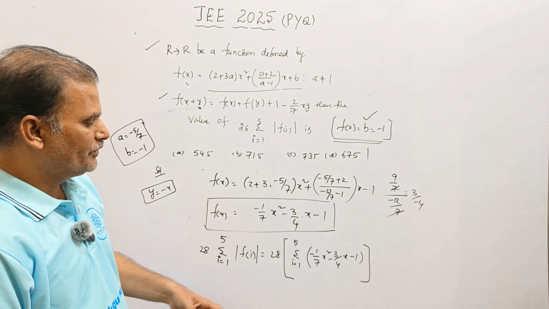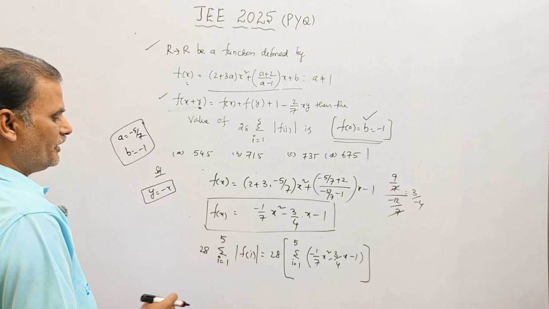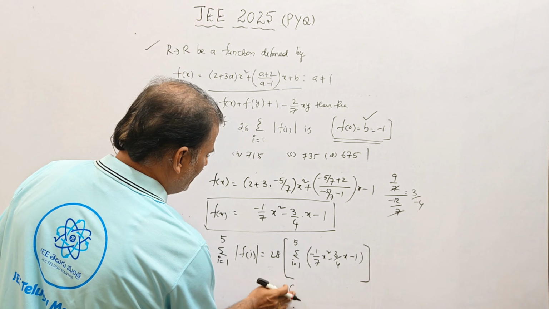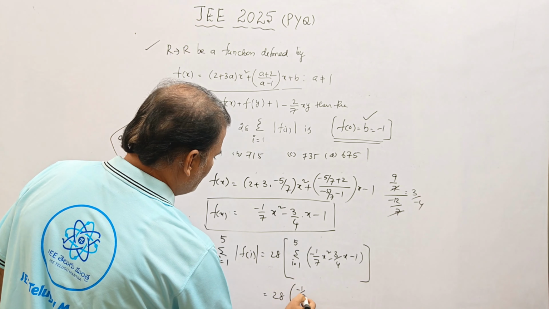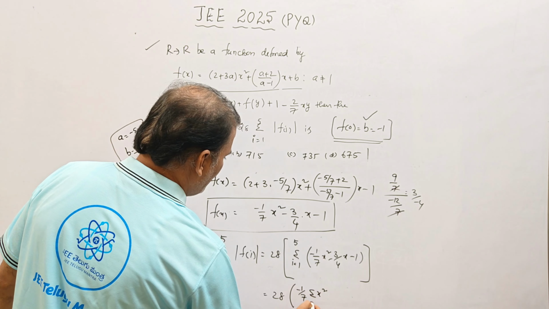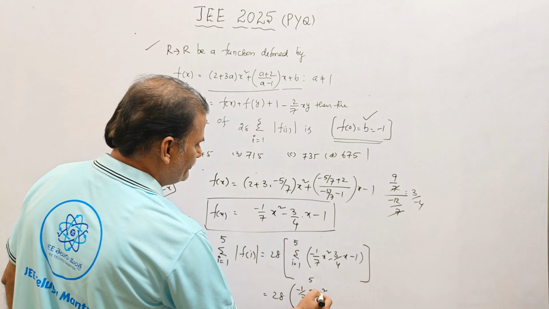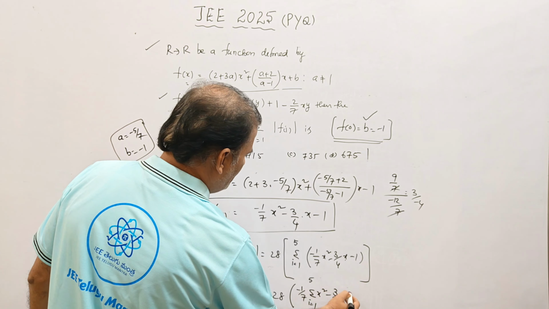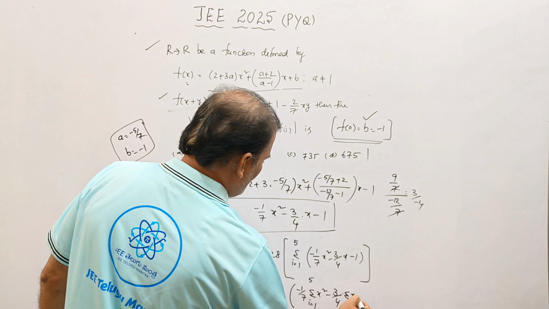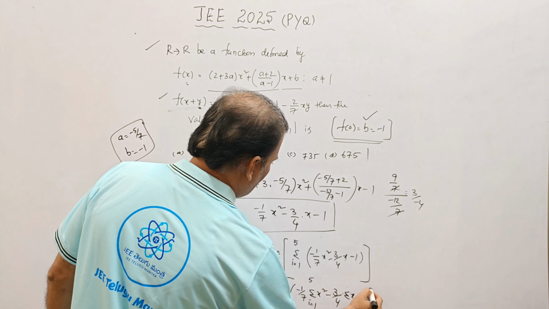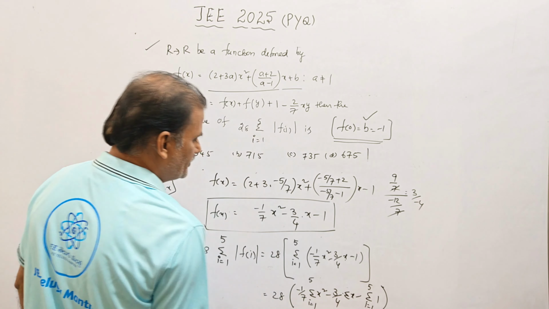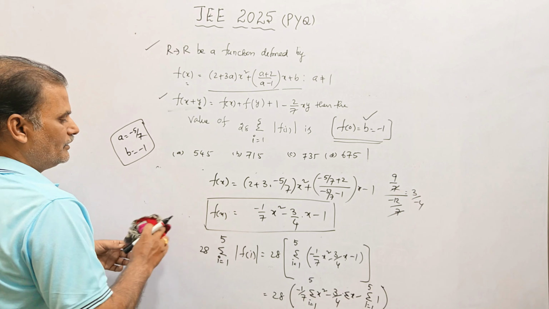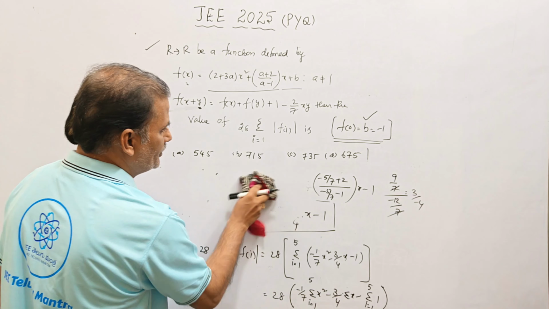Now if we apply sigma individually we get the answer. 28 into minus 1 by 7 sigma x square, where i is equal to 1 to 5, minus 3 by 4, x value is given, that means sigma x, minus sigma i equal to 1 to 5 of 1. Next we apply sigma to both sides, then we get the answer finally by solving this.